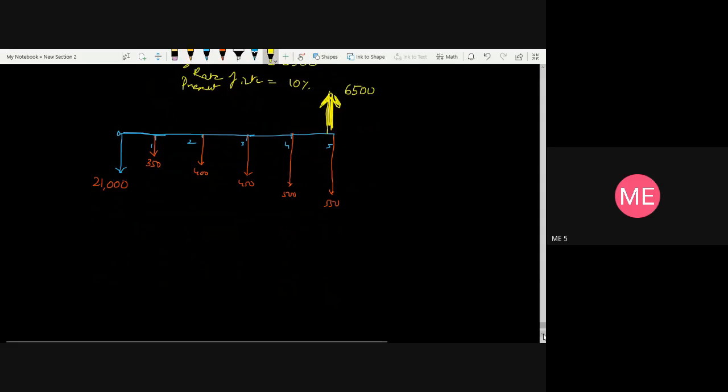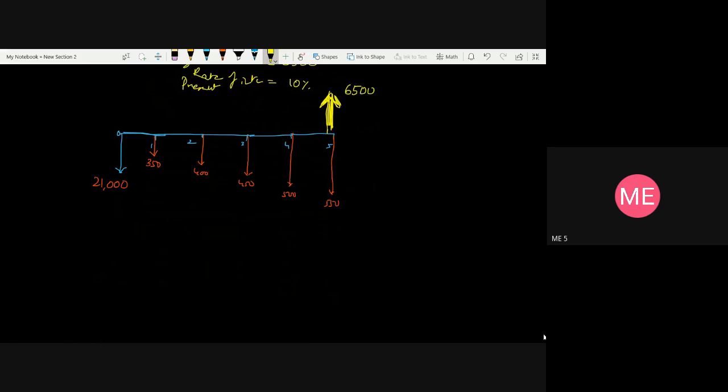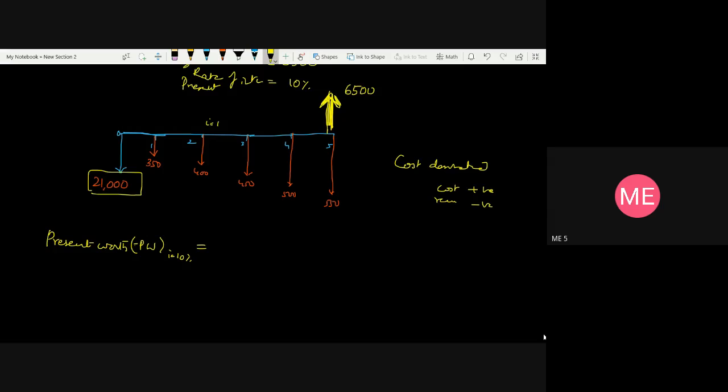So now for each cash flow, we need to find out the present worth. So how to calculate the present worth? We have the equation. Present worth, that is PW, for the rate i equal to 10%. First, which cash flow? The initial amount. Because it is a cost dominated cash flow diagram, we'll be taking the costs as positive and the revenues as negative. So with i equal to 10%, 21,000 will have the positive sign.